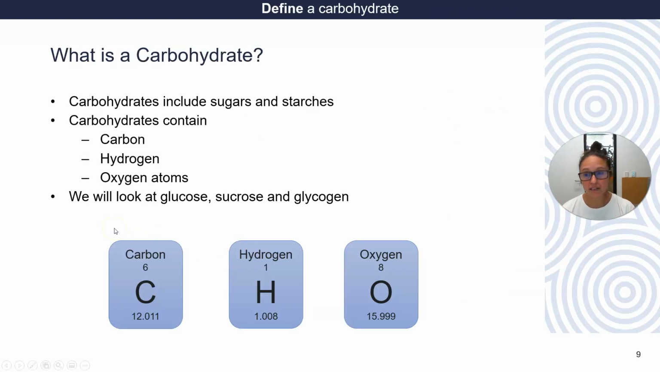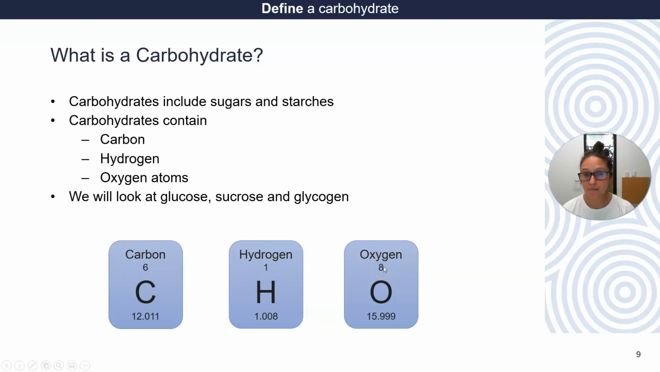Okay, so let's have a look at carbohydrates. Okay, now carbohydrates are made up of 3 atoms: carbon, hydrogen and oxygen. So these are straight out of a periodic table. Can you see the symbol for carbon, hydrogen and oxygen? The name? What about this? That was the atomic number, remember?